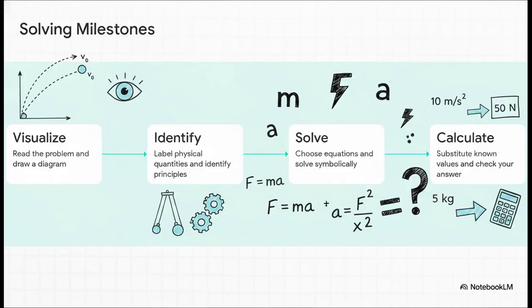Actually, we can distill those 8 steps into 4 core milestones. Visualize by drawing a diagram. Identify by labeling your quantities and principles. Solve symbolically by choosing the right equations. And finally, calculate by substituting your known values to get the answer. Doing this turns a potentially overwhelming physics problem into a highly predictable, step-by-step process.